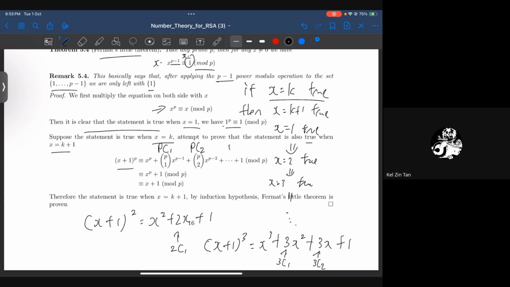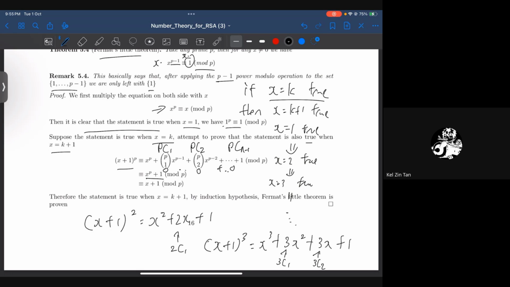The nice thing about binomial expansion is that from p choose 1 until p choose p minus 1, you always have a factor of p inside. So when I do modulo p, this thing will become 0, 0, 0 all the way. Everything here will become 0. And I'm only left with x to the power of p plus 1 modulo p.